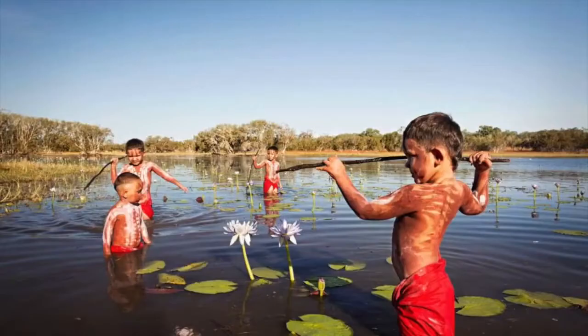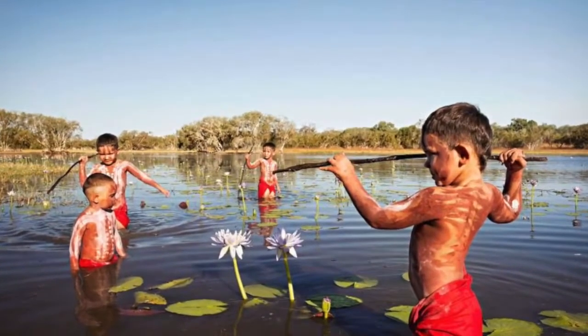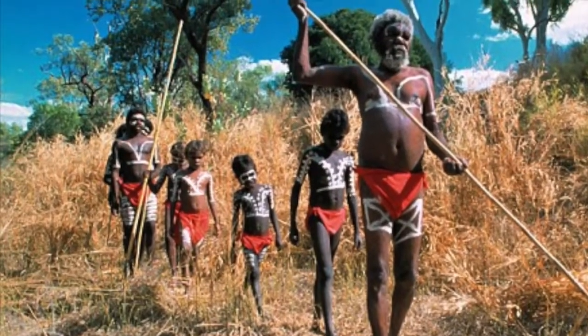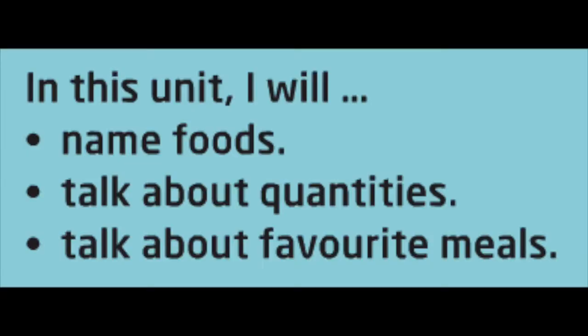Because he needs to eat. Some people still need to hunt in order to eat. Fortunately, we can go to the supermarket or the market and we can actually buy the food. In this unit, we're going to talk about food. We're going to talk about different types of food and their names. We're going to talk about quantities, and we will talk about our favorite type of food. So, let's go.